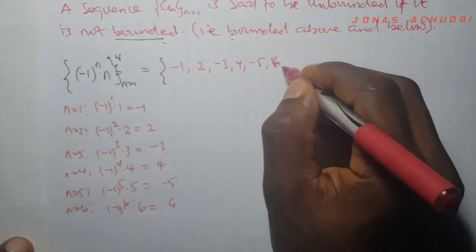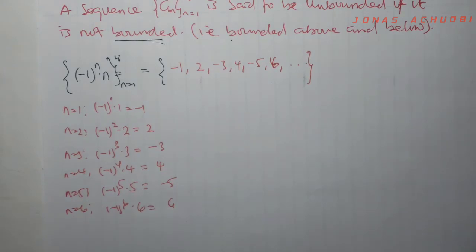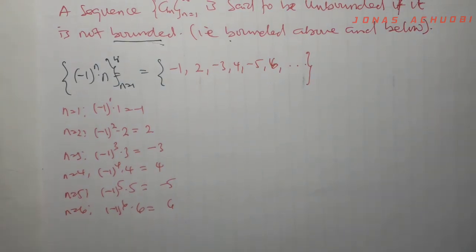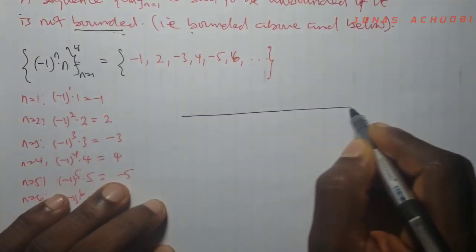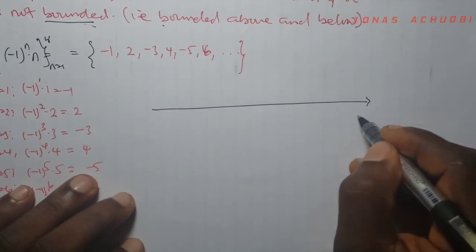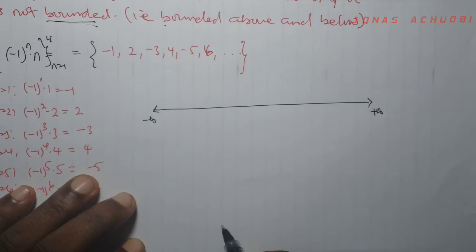Of course, there are infinitely many more terms of this sequence. So we want to investigate the boundedness of the sequence or otherwise. We shall start with the upper bound and then the lower bound and then conclude if the sequence is bounded or unbounded. So as usual, let's place our terms on our number line: plus infinity, minus infinity.